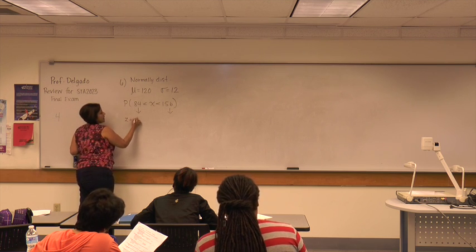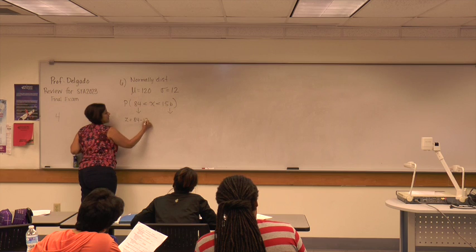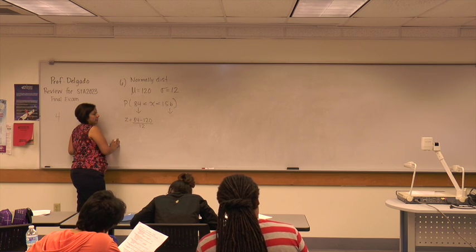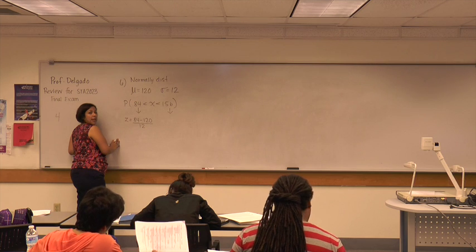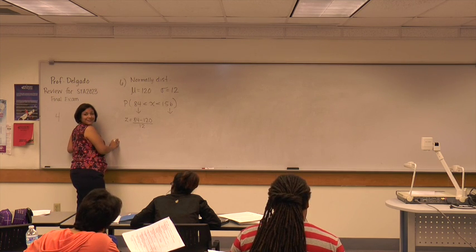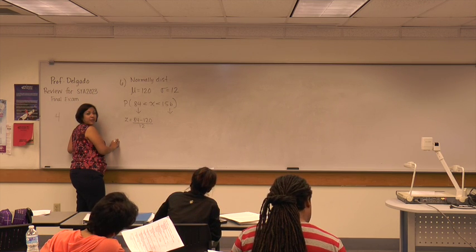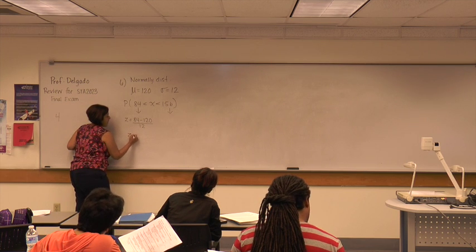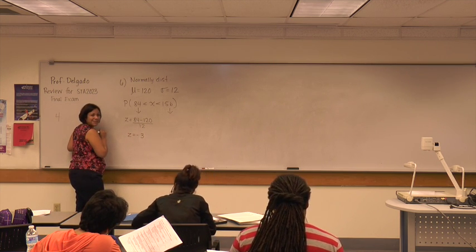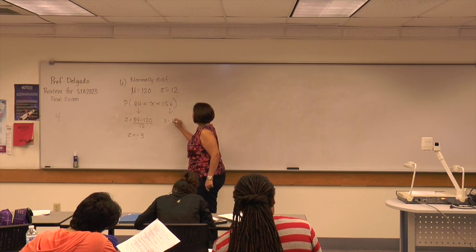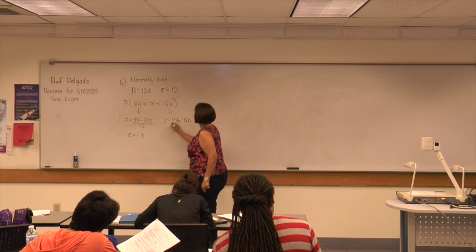So the first z would be 84 minus 120 all over 12. So that's negative 36 over 12, which gives us negative 3, right? That's nice. And for the second x, we get 156 minus 120 over 12. Very conveniently, that gives us positive 3.